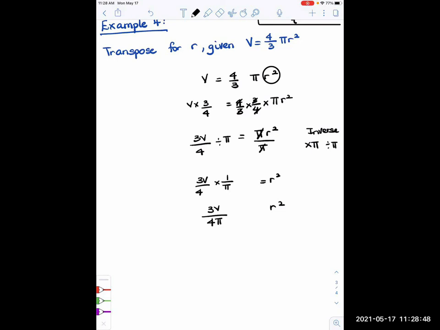To remove my square, I need to take square roots of both sides. Taking square roots, the square root of 3V over 4 pi is equal to R. So here I have completely transposed the subject from V to R.